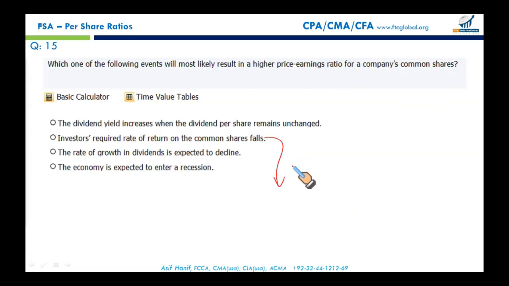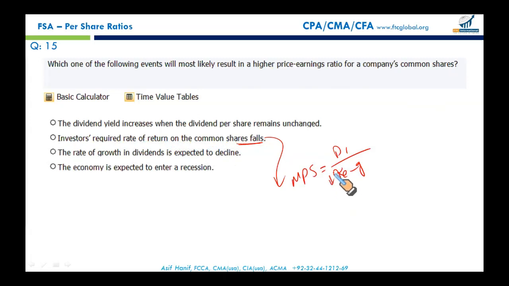But what about option B? Investor required rate of return on the common stock falls. We have just devised an equation that the market price per share is equal to the dividend upon the cost of equity minus growth. Right? Now, investors required rate of return on the common shares falls.